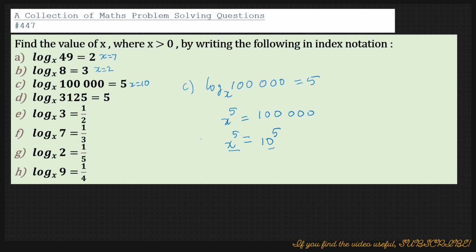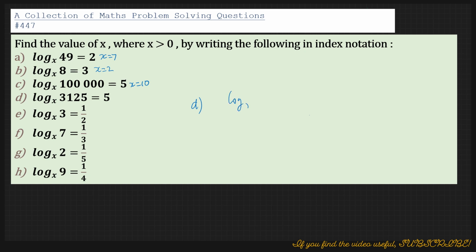So that's the answer. Then for D, we follow a similar method, and we have x to the power 5. We write it down, log to the base x of 3125 equals 5. So we can write this as log, we can write it as that actually. We can also write it as log to the base x.